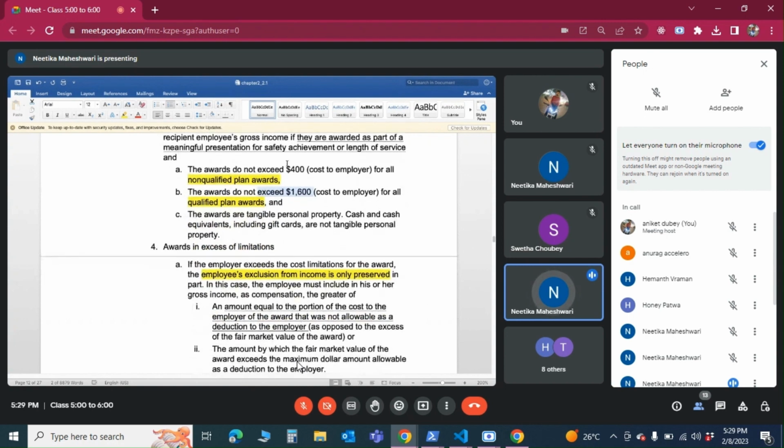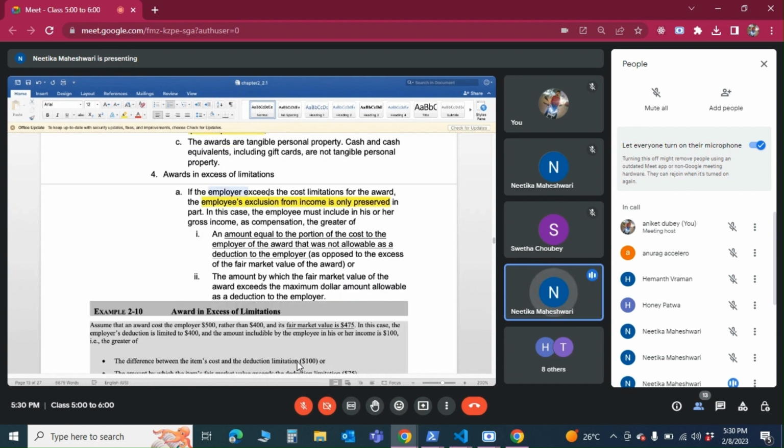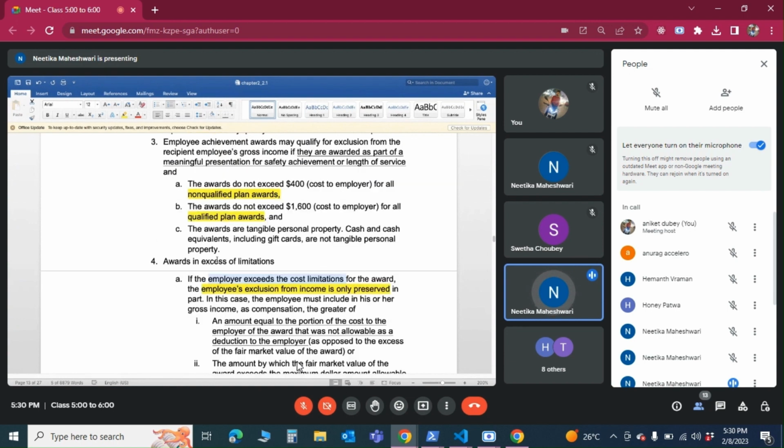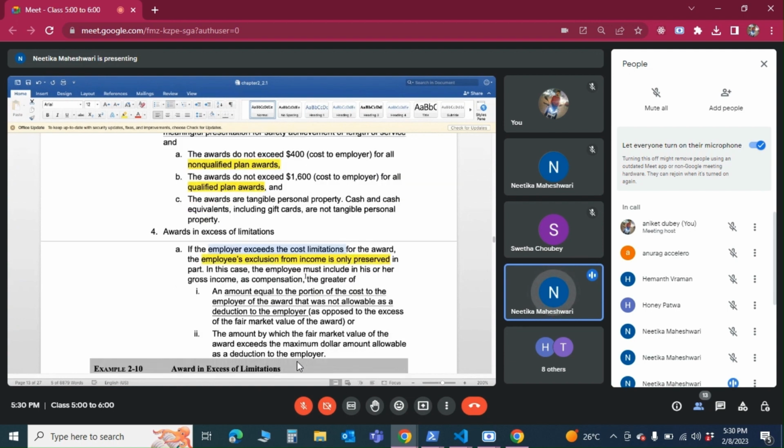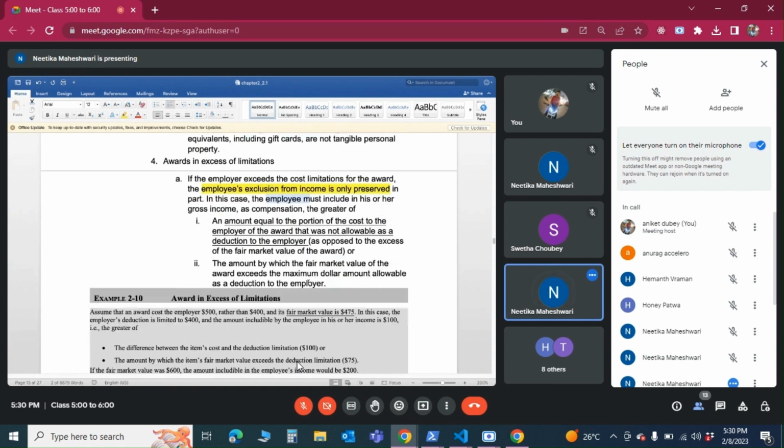So we need to remember these kinds of things when we see awards and prizes given, and if you see that as an expense item, we should definitely ask for the breakdown, who all have received it, something that we can check back with. If the employer exceeds the limitation, whatever limitation applies, then it becomes taxable to the employee. So the employee has to include this in his or her gross income. And if the employee includes that as gross income, the employer can take that as an expense as well.